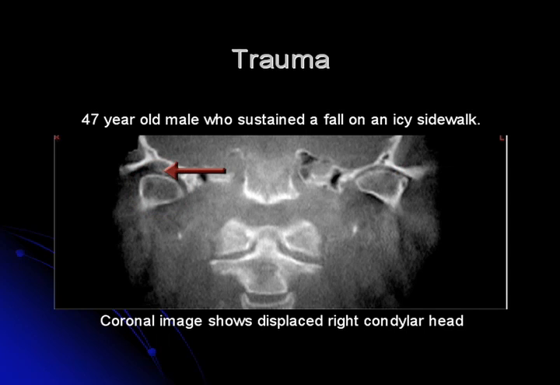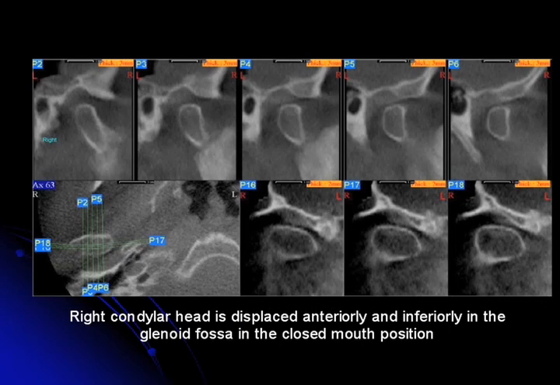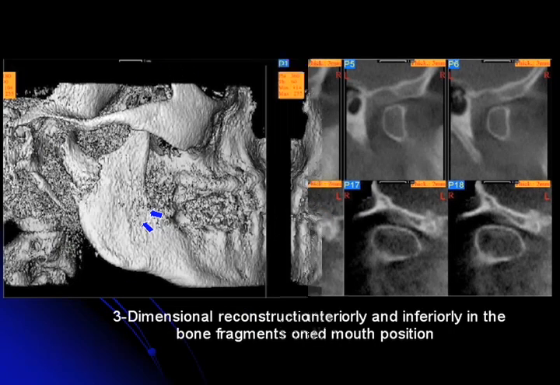And this is a displaced right condylar head of the right side from that trauma. And you can see in these images here that the condylar head is displaced. It's anteriorly and inferiorly displaced right here on these images in the glenoid fossa and the closed mouth position. So a lot of utility.